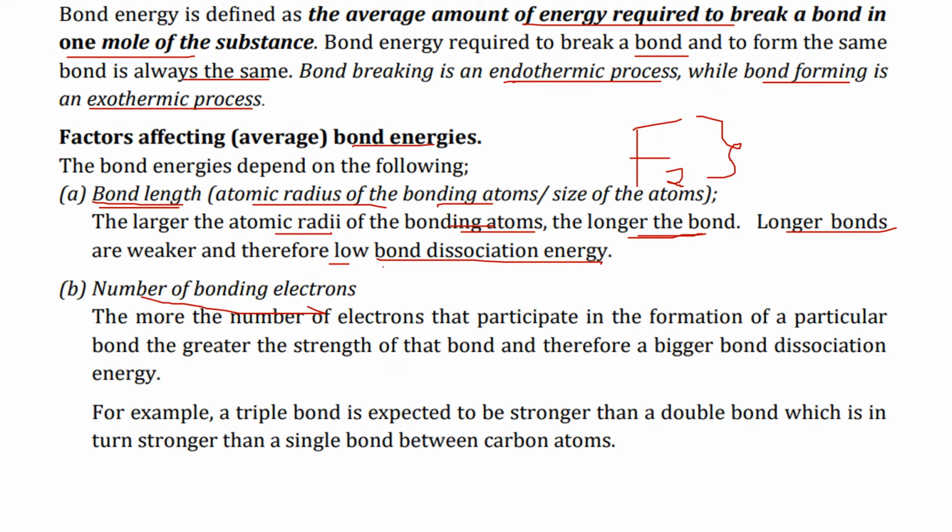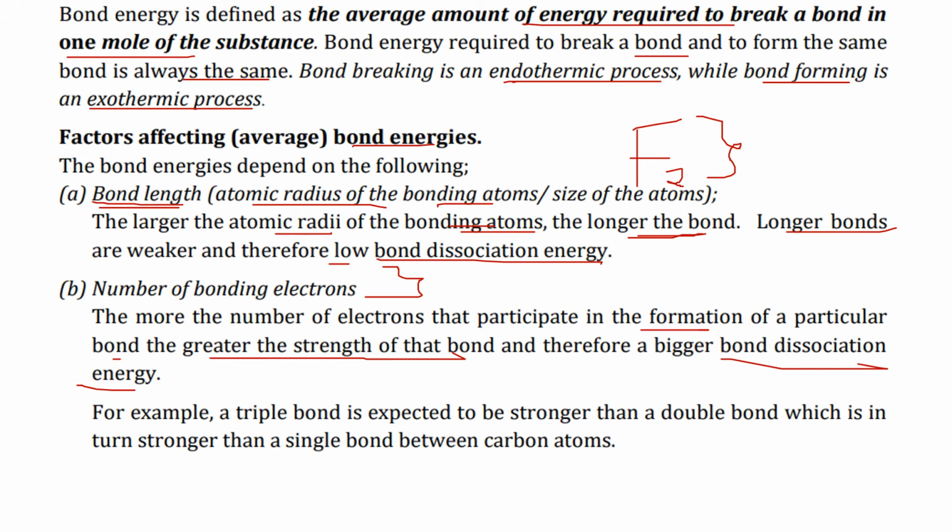Now we looked at these ones under metals when you're explaining group 2 elements. And we say that the more the number of electrons that participate in formation of a particular bond, the greater the strength of that bond, and therefore the bigger the value of the bond dissociation energy.